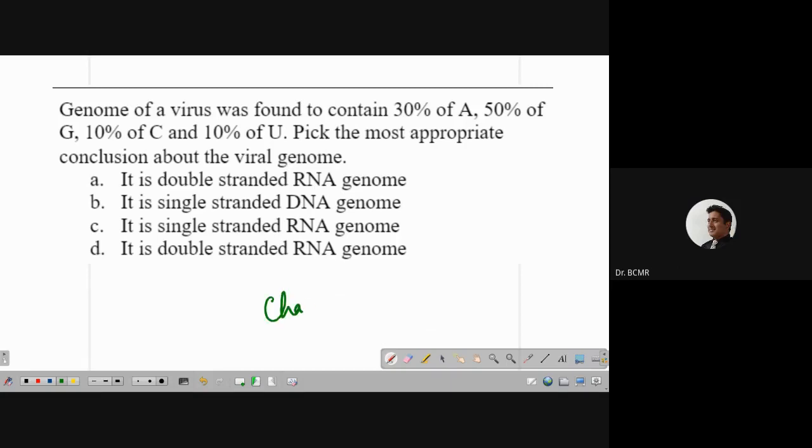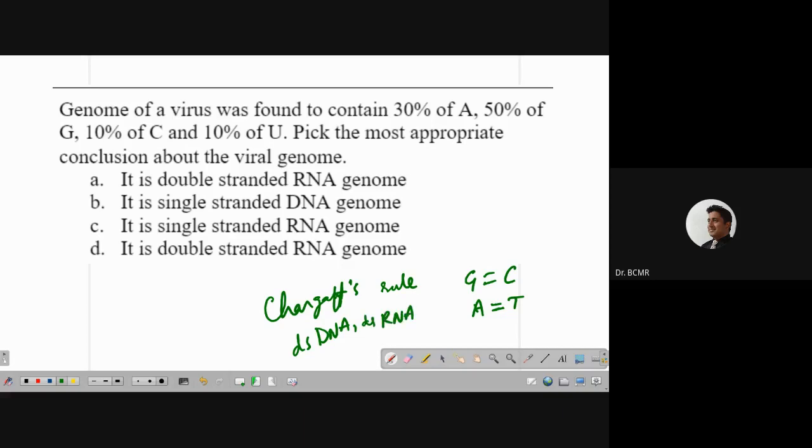Yes, Chargaff's rule, right? What is it? It should be G equal to C and A equal to T, right? They're always that way. And this is applicable only to double-stranded DNA or double-stranded RNA.